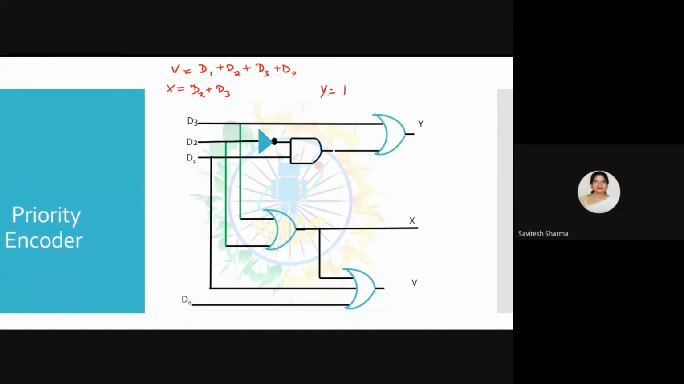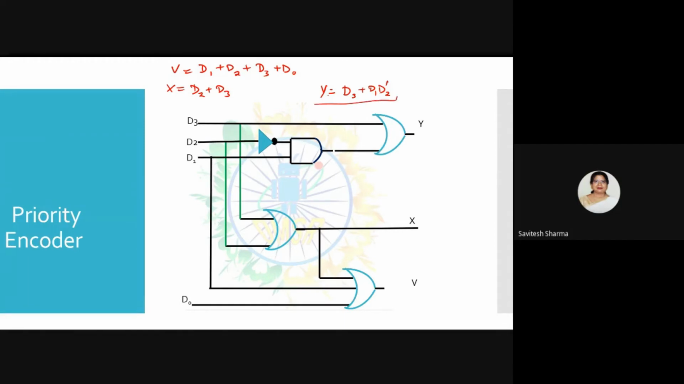What was Y? It was D3 plus D1, D2 complement. So that I will draw here. You see the expression one by one. First I made this Y.